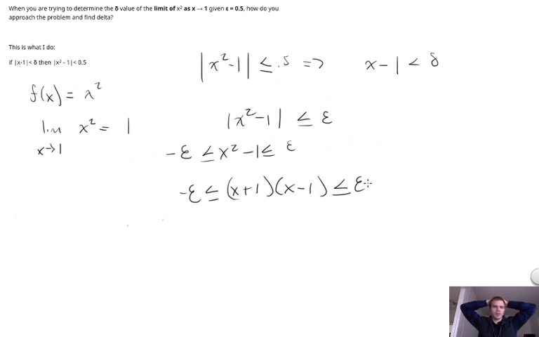So let's choose an epsilon less than 1, since it's supposed to be small. As we can just leave it at 0.5. Okay, so we'll divide both sides by x plus 1. And this is where it gets kind of tricky.